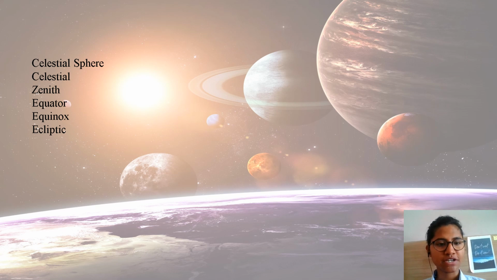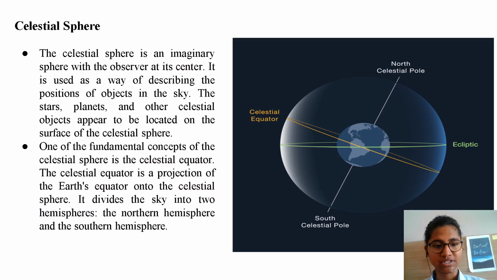So in this slide we can come to know what the celestial sphere is, what the celestial zenith and equator are, what an equinox is, and what the ecliptic is. So from the starting, we can know what the celestial sphere is.